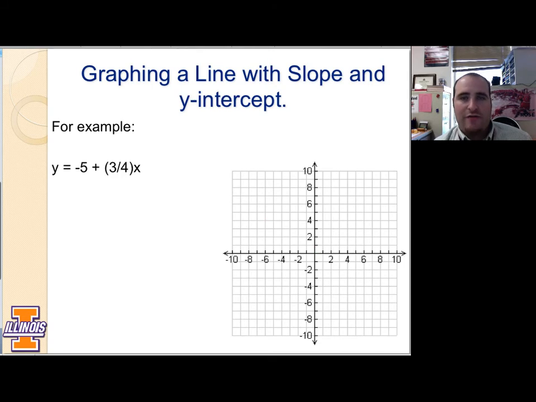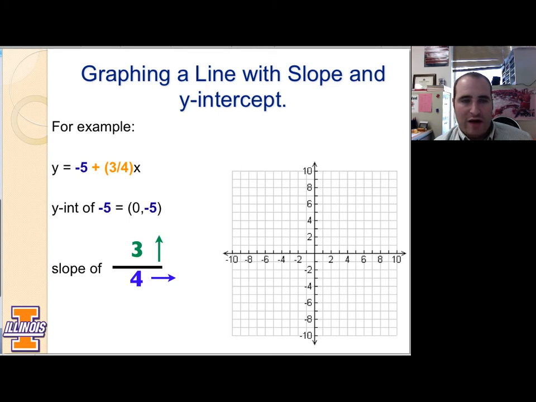Now let's look at how to graph a line with a slope and the y-intercept. So I'm given an equation here, y equals negative 5 plus 3/4 x. I've got to go through and I've got to identify the slope and intercept. The slope is next to x, so the slope is positive 3/4. The y-intercept is the constant, which is negative 5.